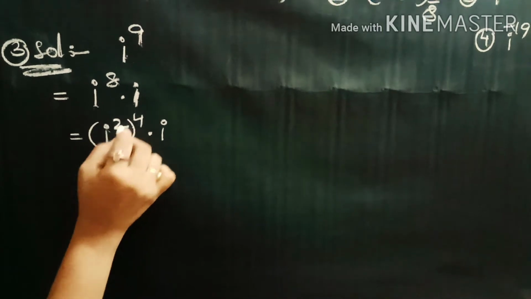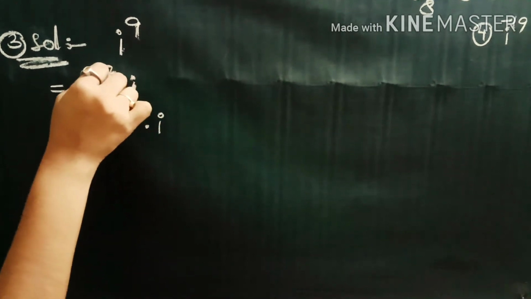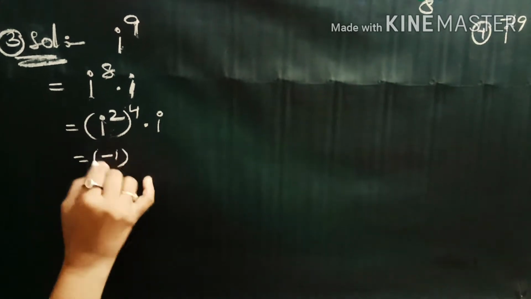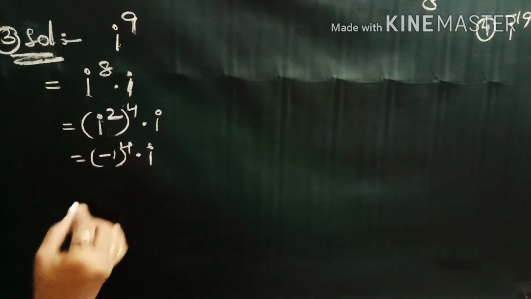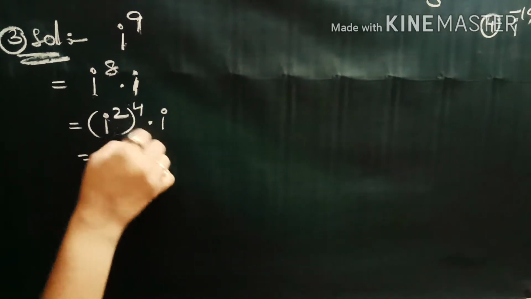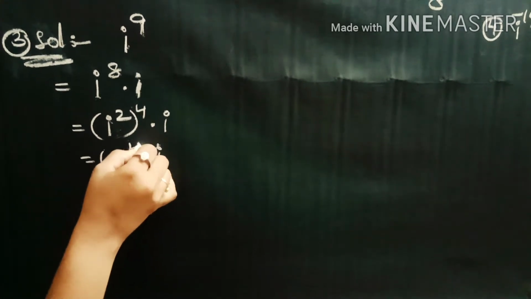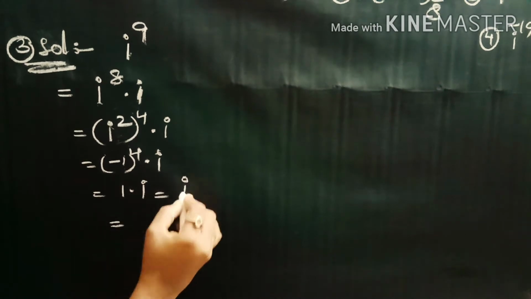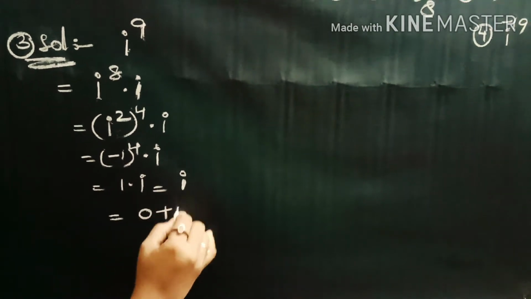To make it in the form of i square power something, we write the even power here. And what is the i square value? Minus 1. Minus 1 whole power 4 into i. And minus 1 whole power 4 is equal to plus 1, since this is an even number. So 1 into i is equal to i. Now this is taken as 0 plus i into 1.